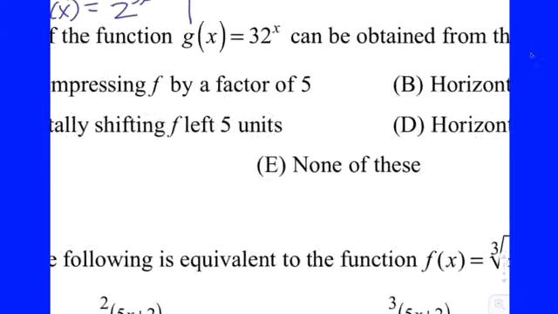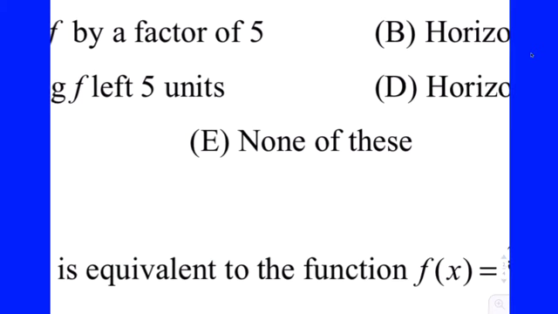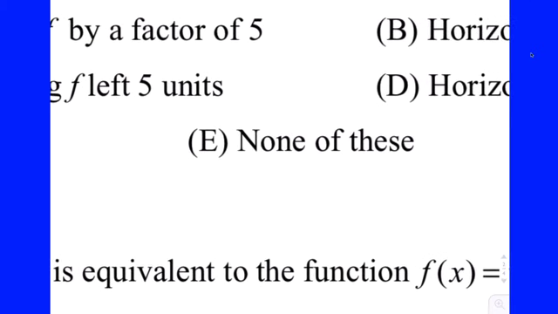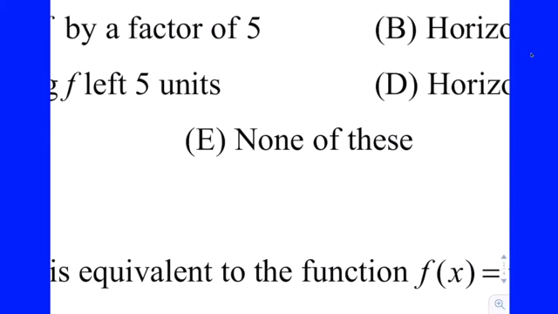Now remember, when it says none of these, that's not the answer you put when you don't know how to answer it and say, I thought that was right. I didn't know how to do it. That's not what that's for, right?